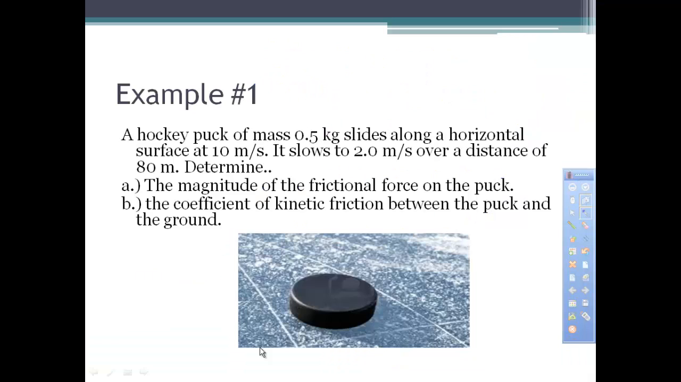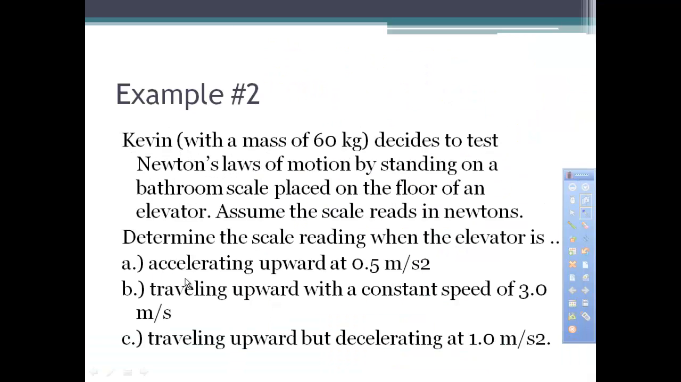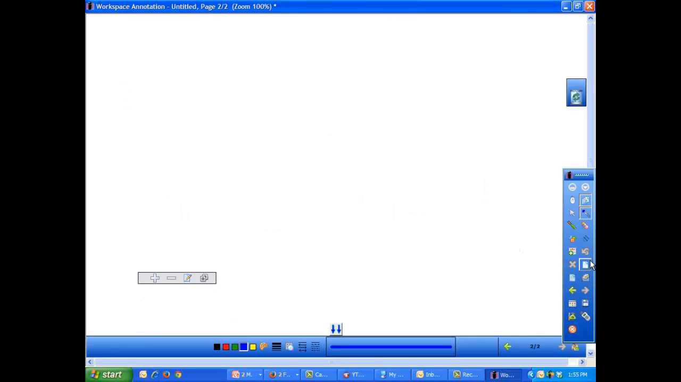So, continuing on, let's look at the second example. Kevin has a mass of 60 kilograms and decides to test Newton's laws of motion by standing on a bathroom scale placed on the floor of an elevator. So take a second and read what the question is asking us to solve for. And then let's go to the whiteboard and take a look. Always try to do these before I do them, so you guys can check your work.